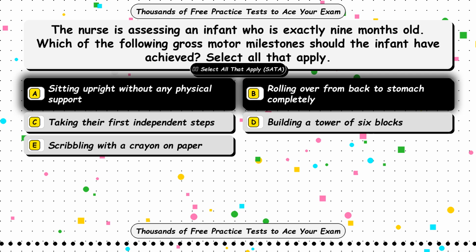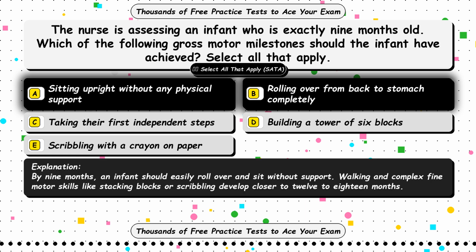The correct answers are options A and B, sitting upright without any physical support, rolling over from back to stomach completely. By 9 months, an infant should easily roll over and sit without support. Walking and complex fine motor skills like stacking blocks or scribbling develop closer to 12 to 18 months.